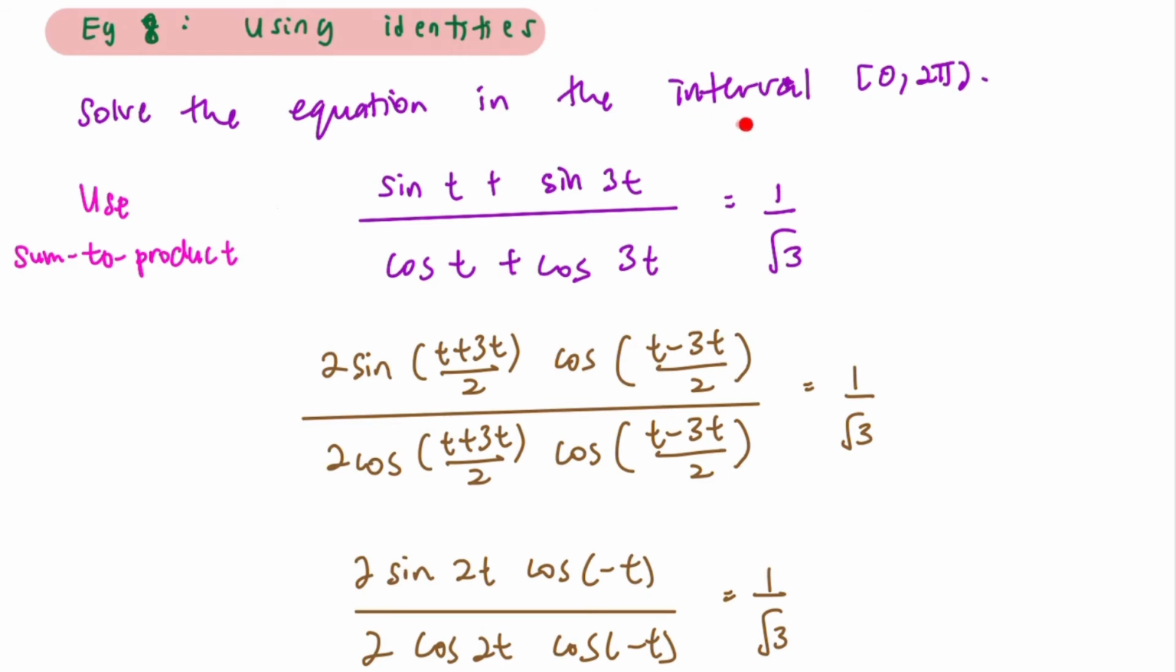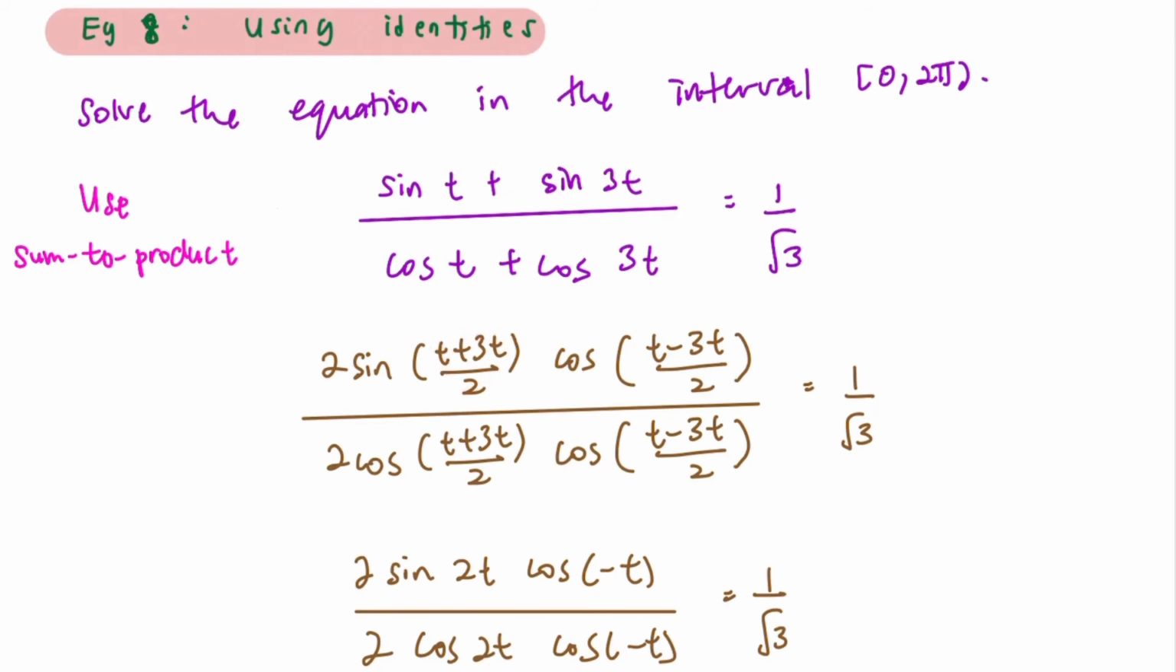So solve the equation in the interval 0 until 2 pi. So this is your question here. You can see that the numerator is sine plus sine and the denominator is cos plus cos. So we can open up the formula here by using sum to product. We have the formula for sine plus sine, and then this will become 2 sine of this angle here, cos of this angle here, over, for cos plus cos, again let's apply sum to product. You will get 2 cos of this angle here times cos of this angle here equal to 1 over sec 3.